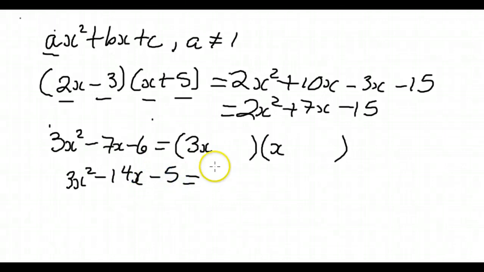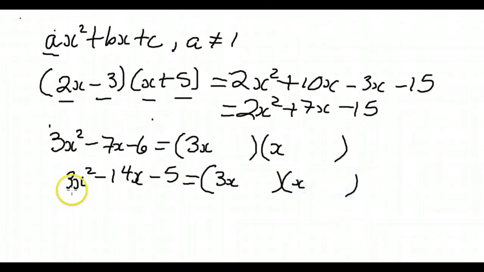Okay, so how do I get 3x squared? Only one way. 3x leading one binomial, x on the other, because this first term only comes from the product of the first terms of each binomial. How do I get a 5? Again, there's only one way to get a 5, and that is 1 times 5. But the question is, which one is the 1? Which one is the 5? What are the signs? Since we have the negative 5, it only comes out of a 1 and a 5, and one of them is positive, one of them is negative.